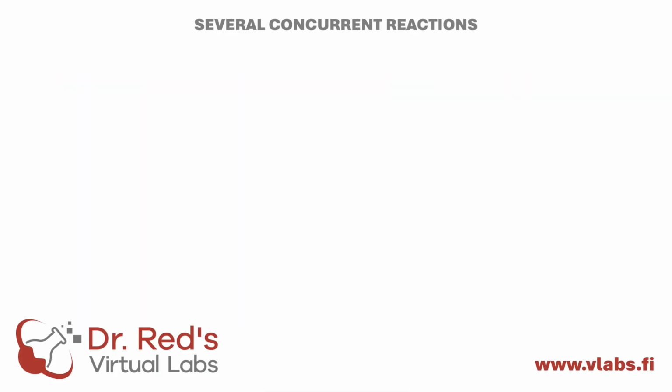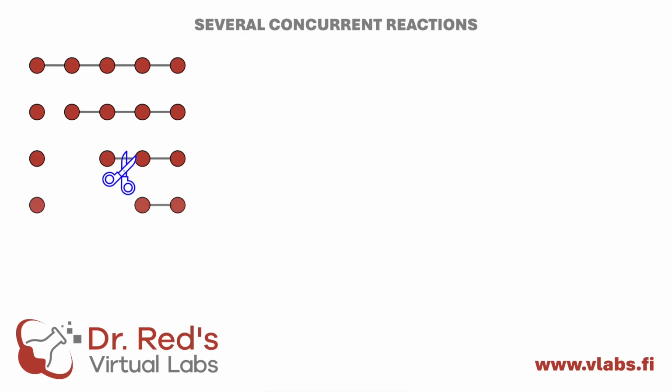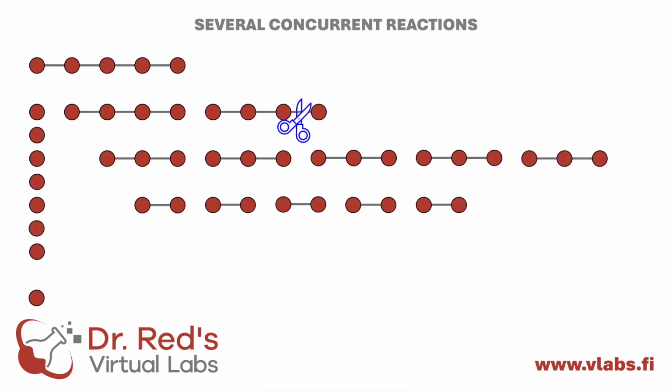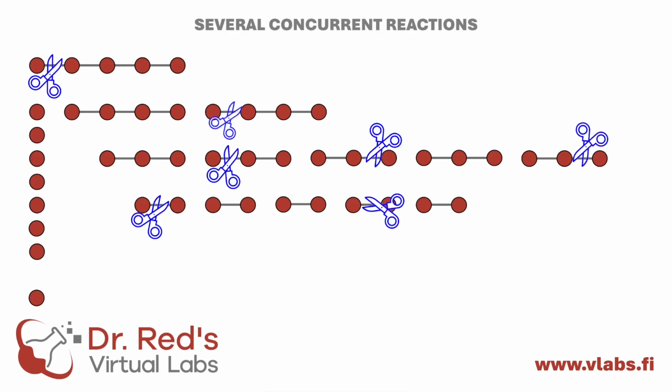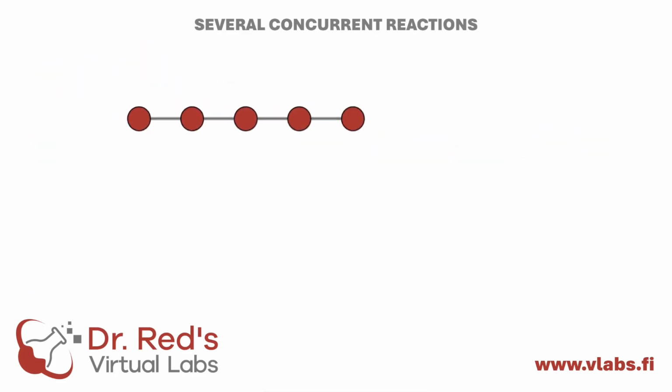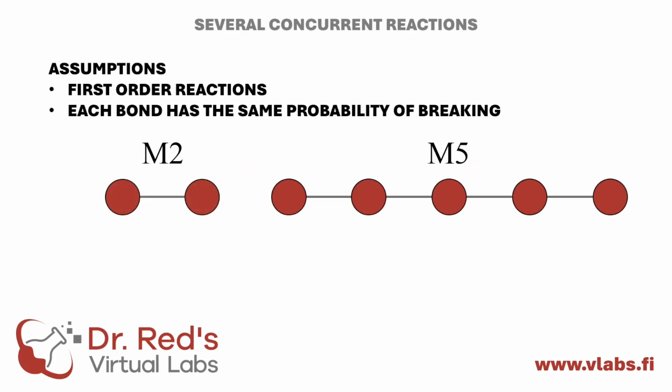Take oligomer degradation as an example. Each reaction that breaks a bond creates new molecules. These can degrade further, adding to the complexity of our task. What would a kinetic model for this system look like? And how can we use it to simulate the behavior of the ideal reactors? Let's find out. We assume all reactions are first order and each bond has an equal chance to break.